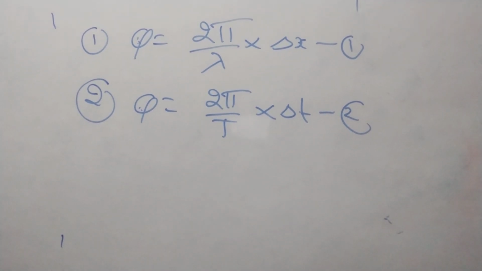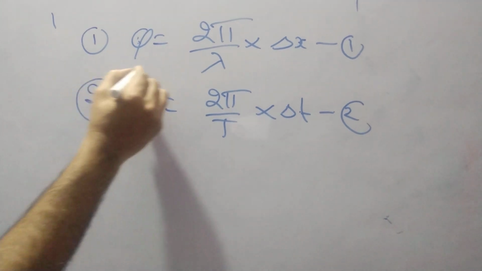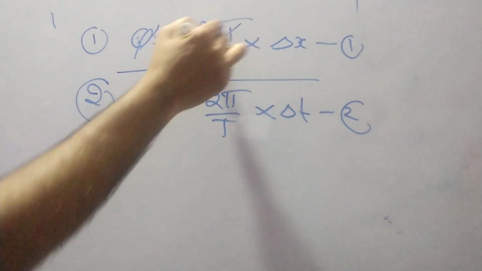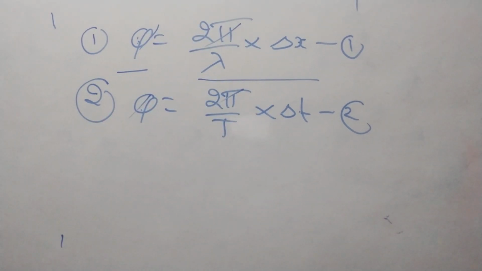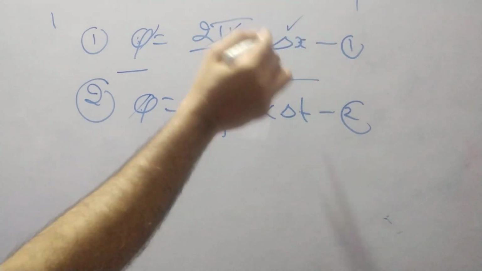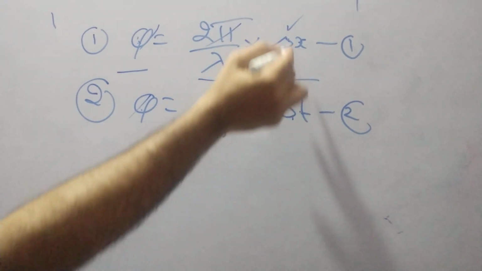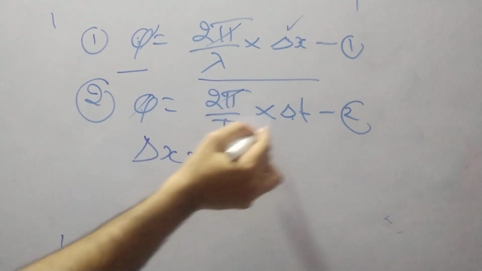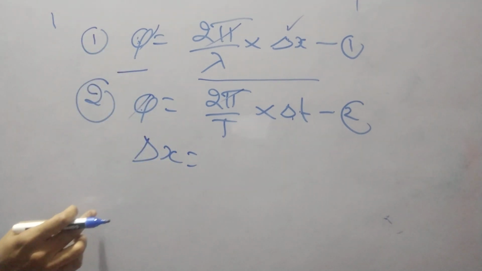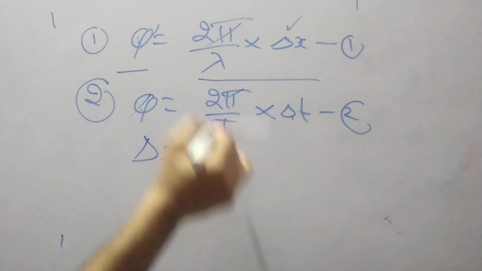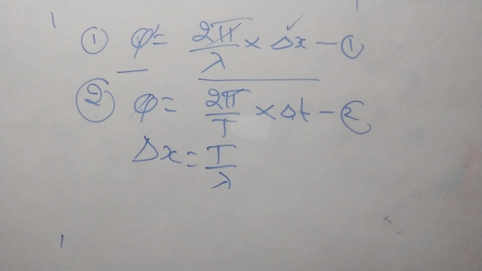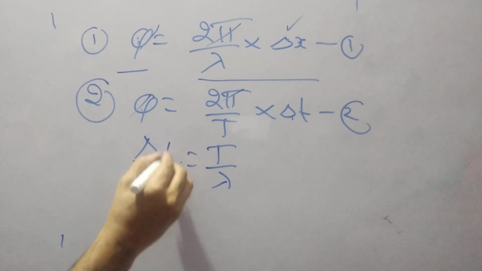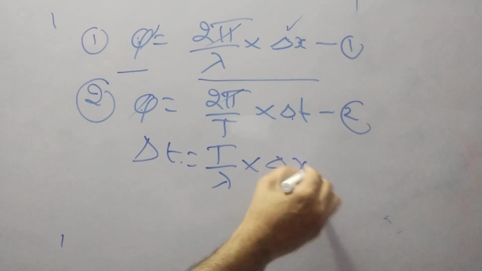Now I will divide these equations 1 and 2. Phi will get cancelled, 2 pi will get cancelled, and you can write the relation between delta x and delta T. If you take this on the right hand side, delta T will be T by lambda into delta x. We get this relation.